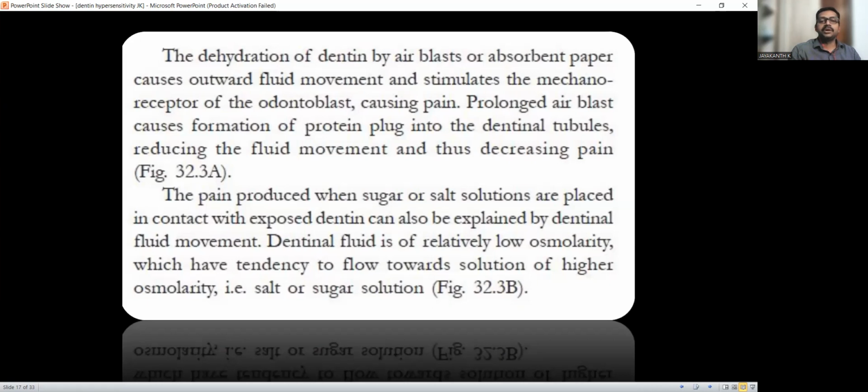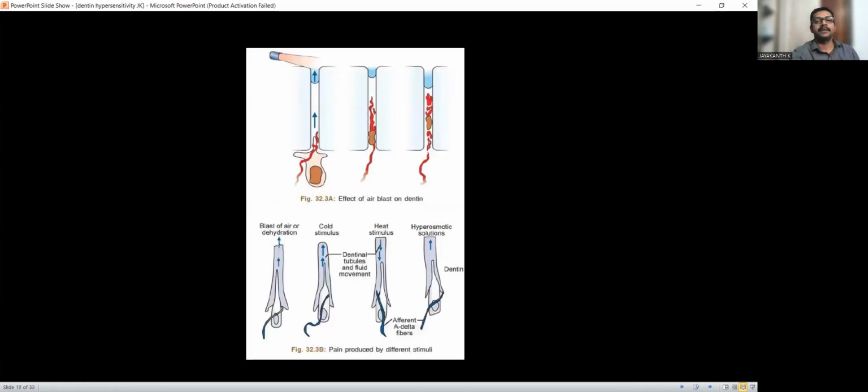The pain produced when sugar or salt solutions are placed in contact with exposed dentin can also be explained by dentinal fluid movement. So again, the same feature is coming here. The reason cited is similar to the cold stimuli. That is, the dentinal fluid is of relatively low osmolarity, which has a tendency to flow towards a solution of higher osmolarity, that is, the salt or sugar solution. So when a salt or sugar solution is placed onto the exposed dentinal surface, there is an outward flow of fluid, which is more vigorous and causes sharper and more severe pain.